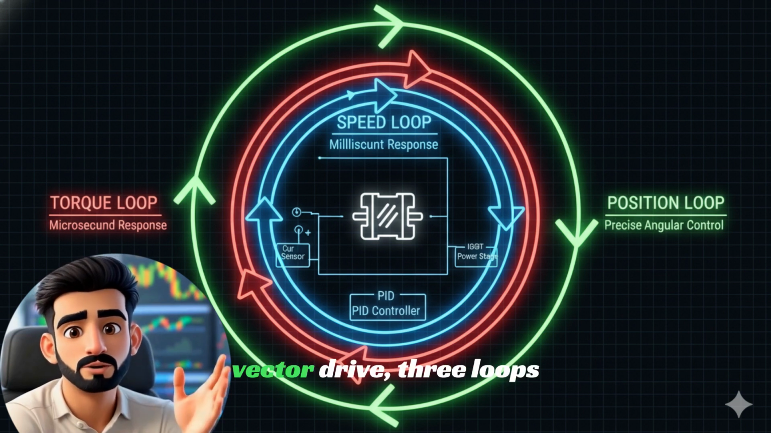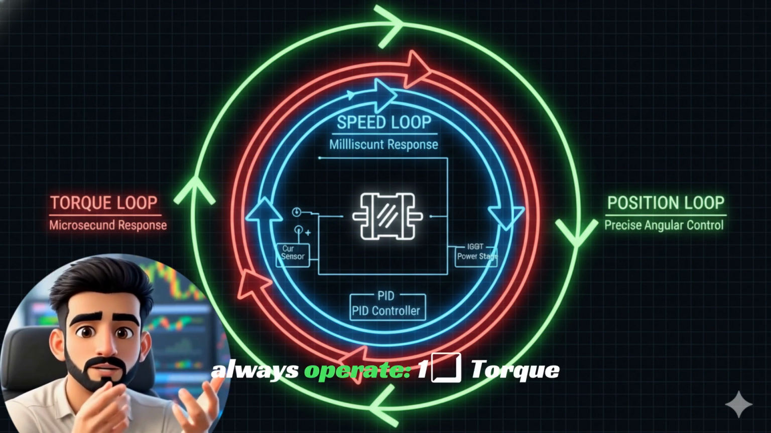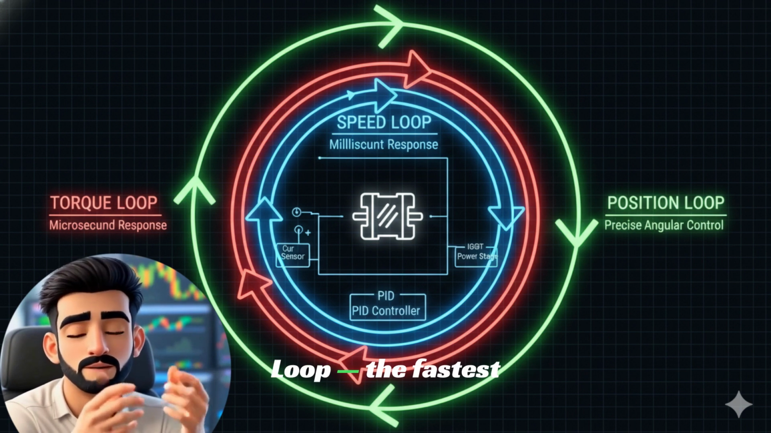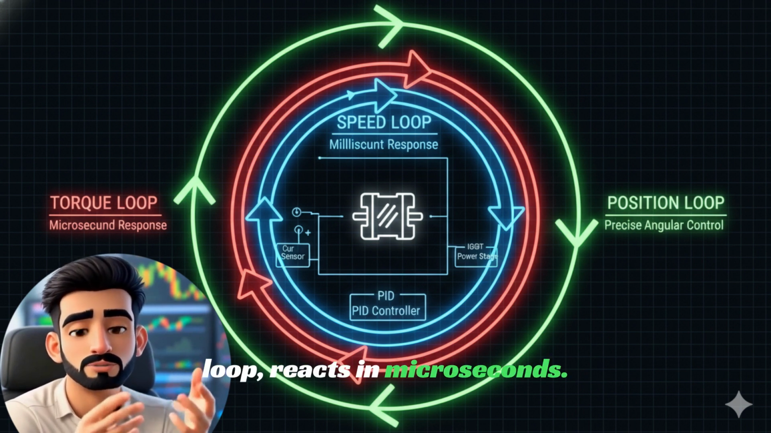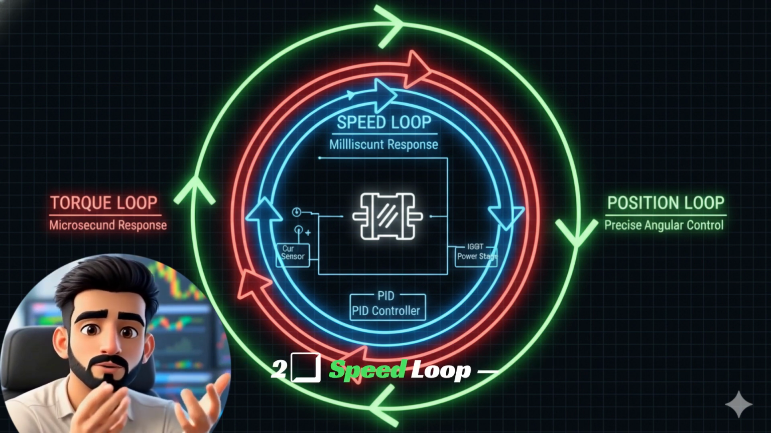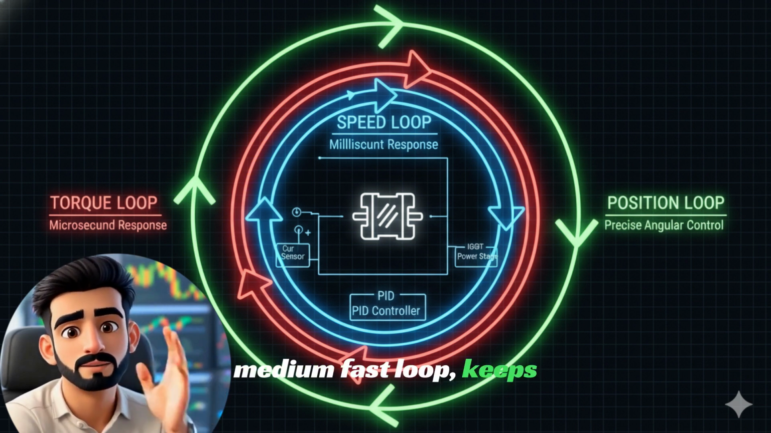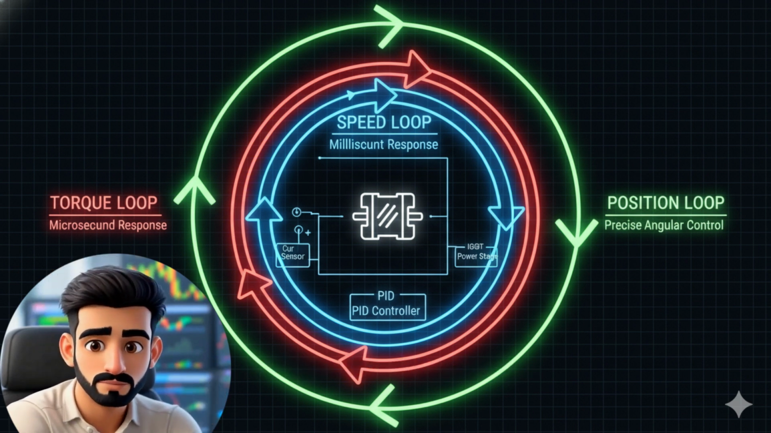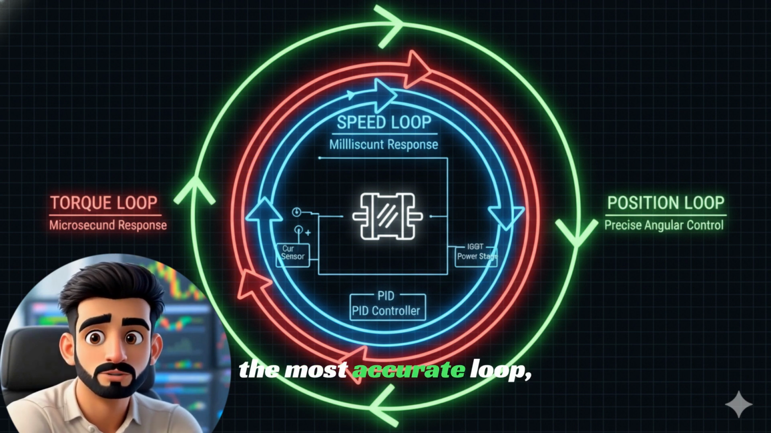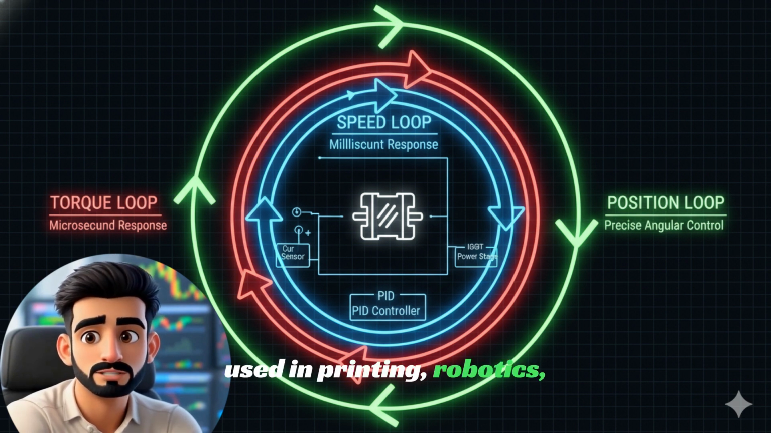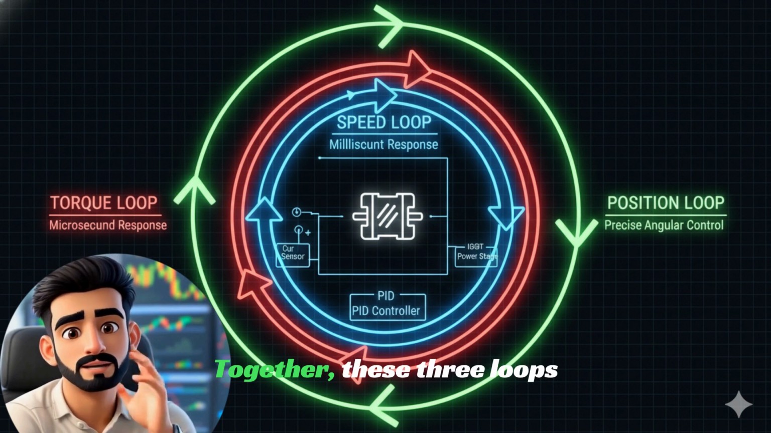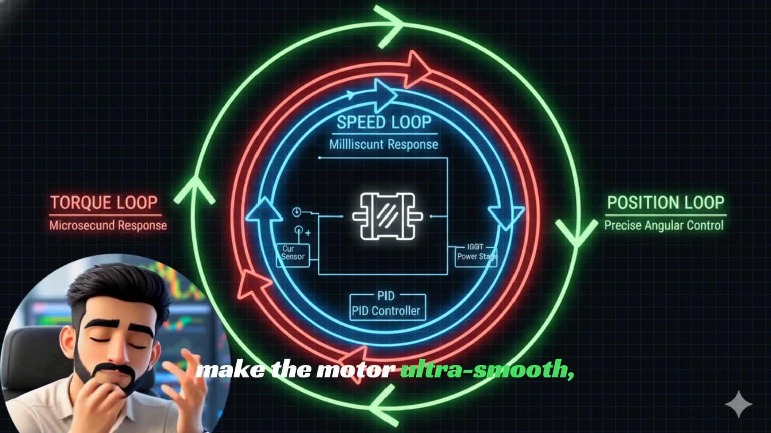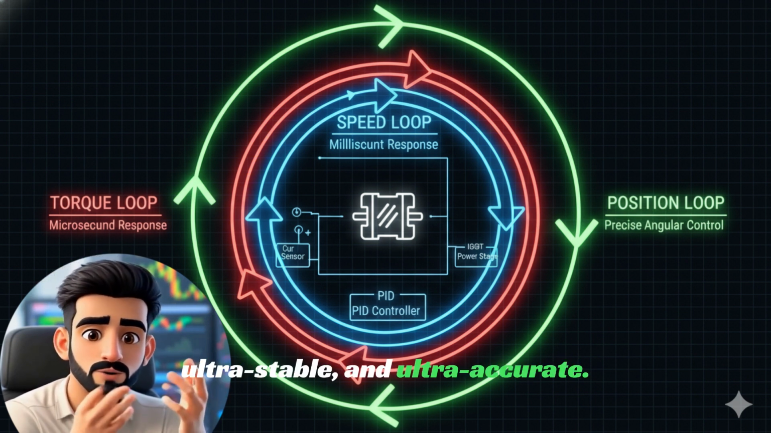Inside the closed loop vector drive, 3 loops always operate. 1. Torque loop, the fastest loop, reacts in microseconds. 2. Speed loop, medium fast loop, keeps the motor's RPM stable. 3. Position loop, the most accurate loop, used in printing, robotics, indexing. Together, these 3 loops make the motor ultra smooth, ultra stable, and ultra accurate.